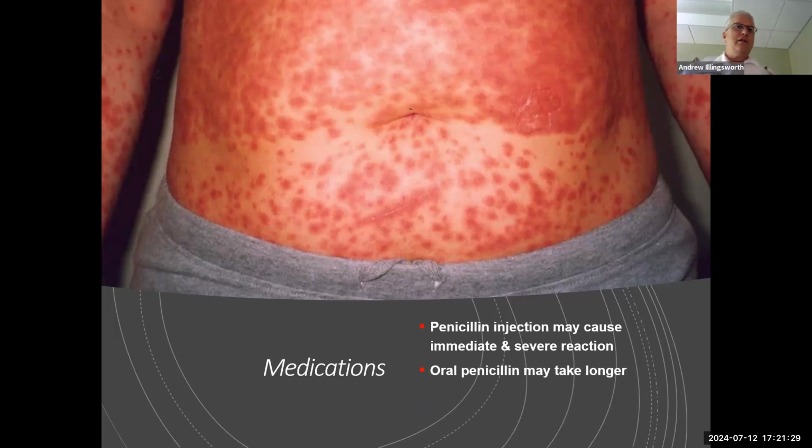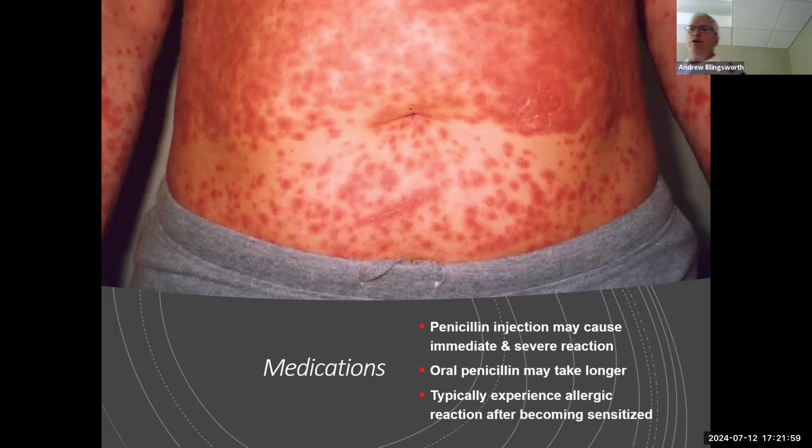Oral penicillin could actually take longer. This goes for anything when it comes to whatever's causing this reaction. It could be penicillin, but it could be another medication. It could be a bee sting. It could be anything else. An injection could happen immediately, and it could be severe really quickly. But anything that's ingested through your stomach could take longer, and it could have different symptoms, with the GI symptoms too, on top of everything else.